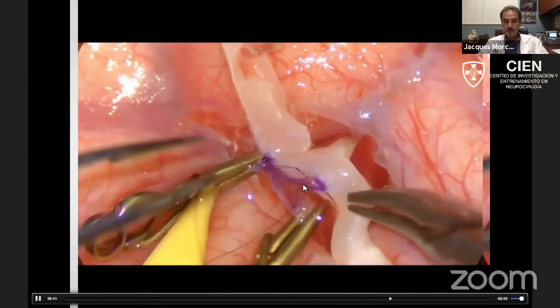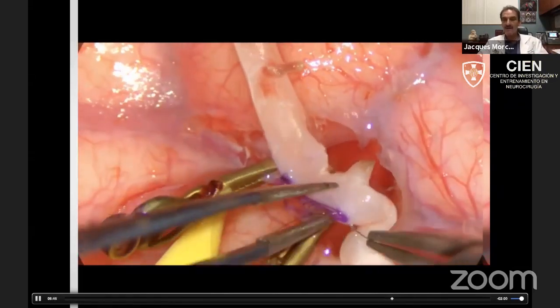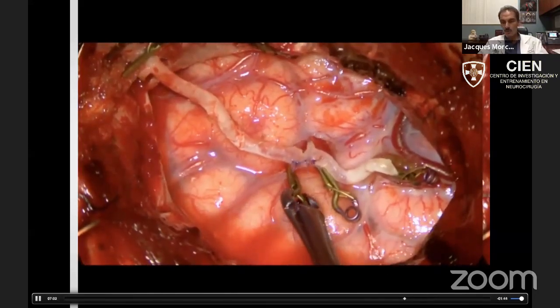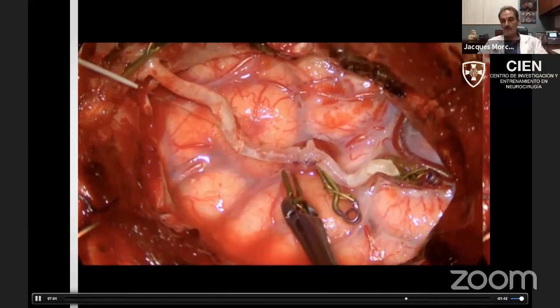You don't want the knot to stay inside, or you might create thrombosis. And then the front wall is easy. Then you remove your clips and you remeasure all the flows.